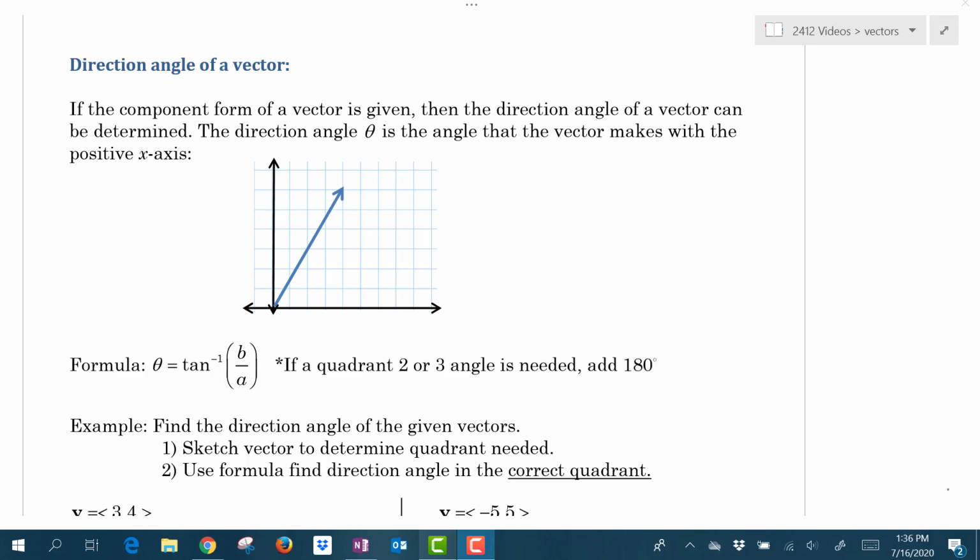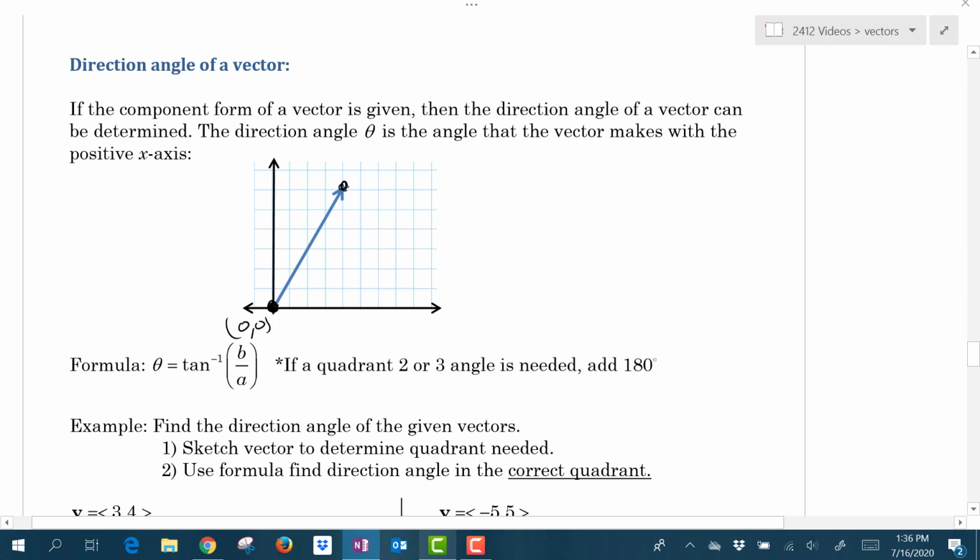Now let's look at finding the direction angle of a vector. If we know the components of the vector, we can always come up with the direction angle of the vector ourselves. So here I have a vector drawn as a position vector. So the initial point here is at the origin, 0, 0.